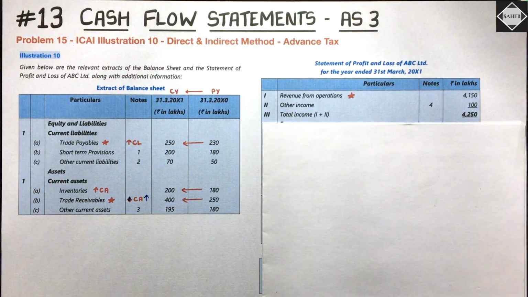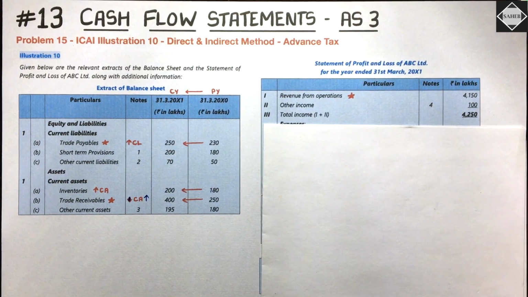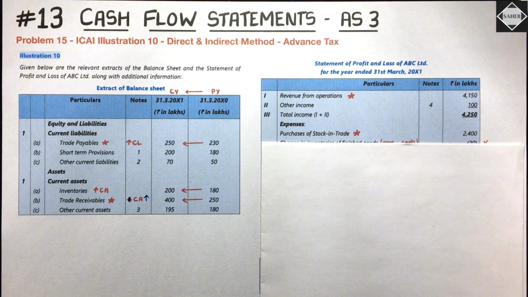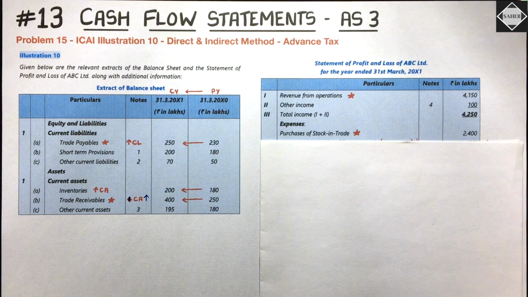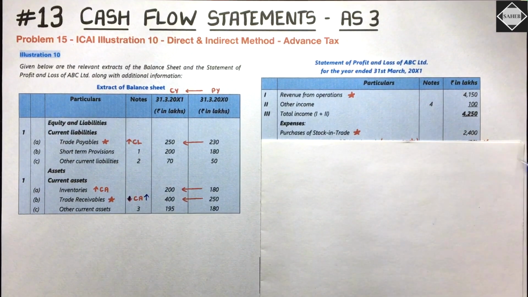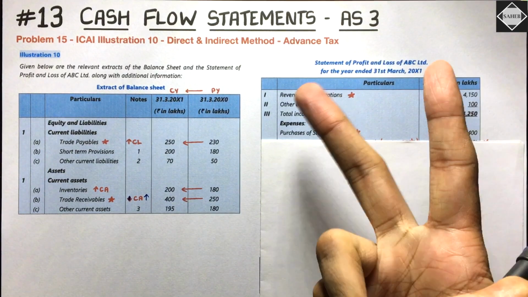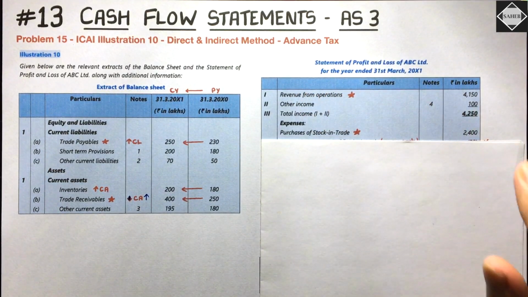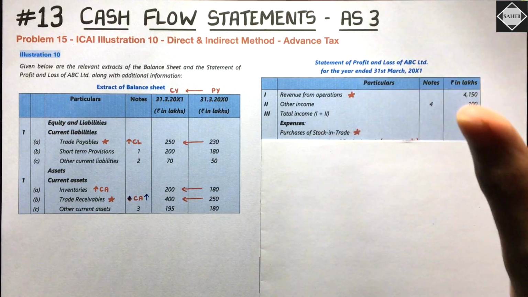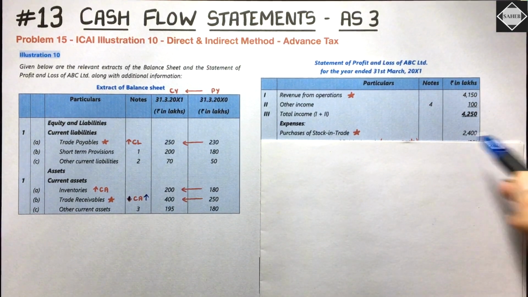Then what do we have? See here, total income. Okay, that's just the total. Then expenses, purchase of stock in trade. Okay, fine, 2,400. What do we do with these purchases? The same way, we have to know how much of these purchases are cash purchases and credit purchases. If the question is silent, what do we do? And that's what is happening. The question is silent regarding how much of it is credit purchase and cash purchase. We assume the entire thing is credit purchase only, the entire 2,400.